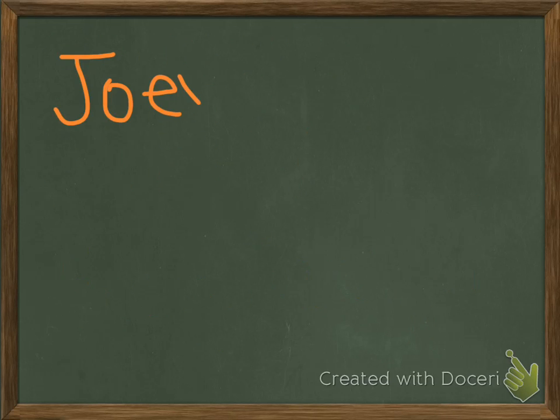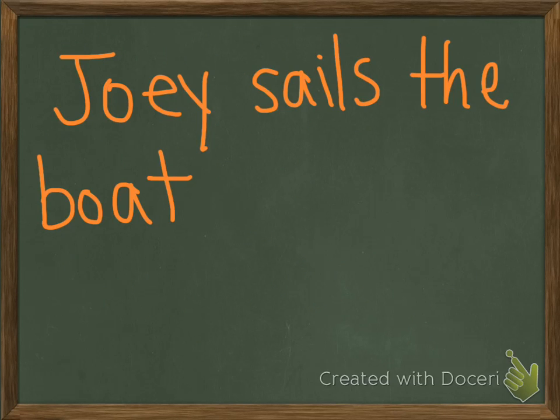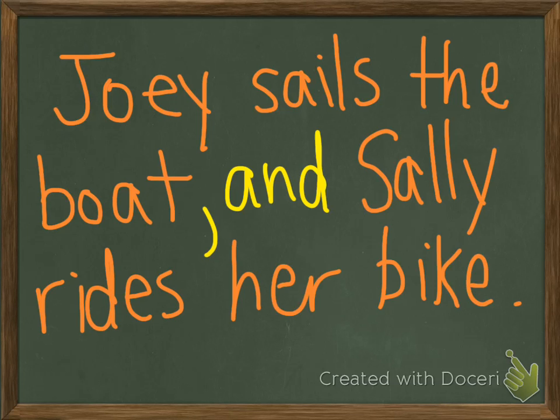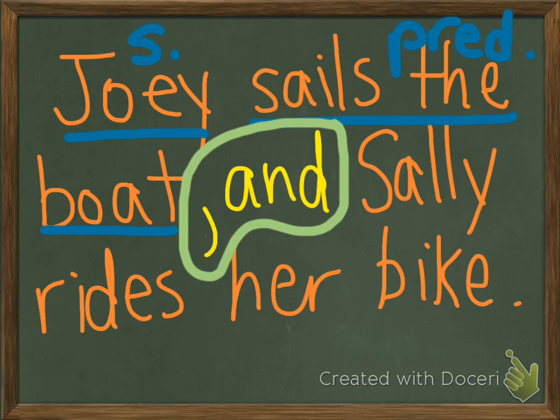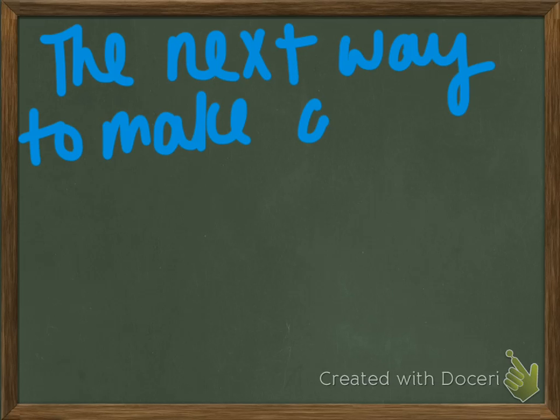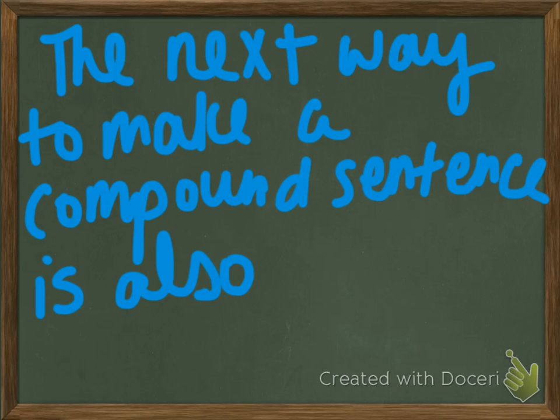Easy peasy. So let's take the 2 clauses already that we've looked at. Joey sails the boat. We use the coordinating conjunction or fanboys and of course we put a comma before that. And then you simply write the second independent clause that you had. Joey sails the boat, and Sally rides her bike. Subject, predicate, coordinating conjunction with a comma, subject, predicate. Very, very easy.